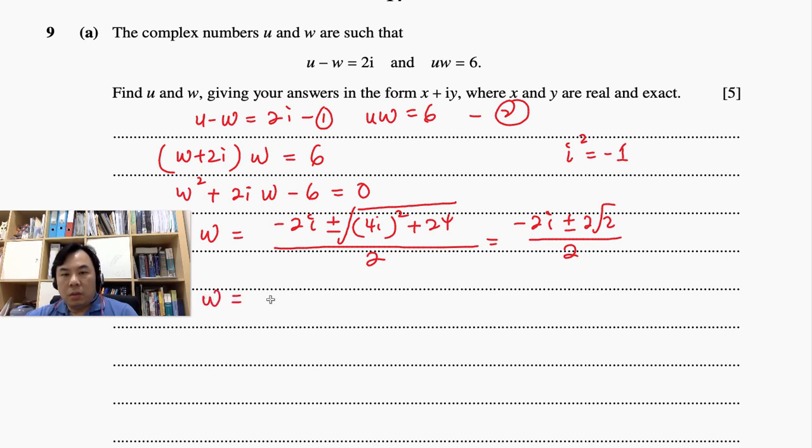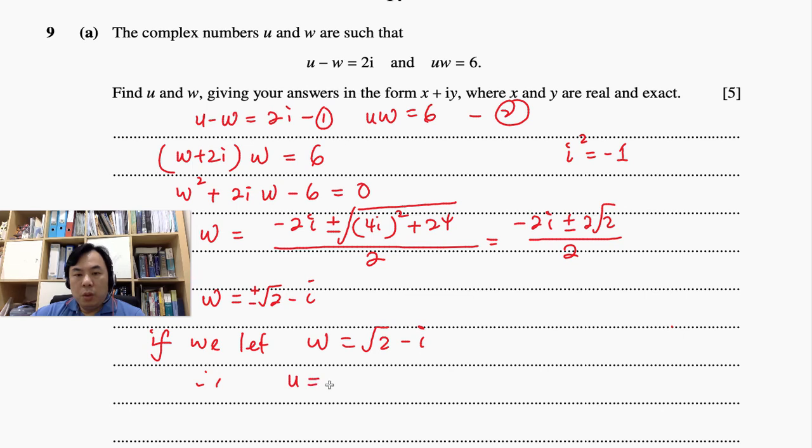Therefore, we can simplify this as root 2 plus or minus root 2 minus i. Okay, so that is our w. So if we let w equal to root 2 minus i, therefore u must be equal to negative root 2 minus i then, right?